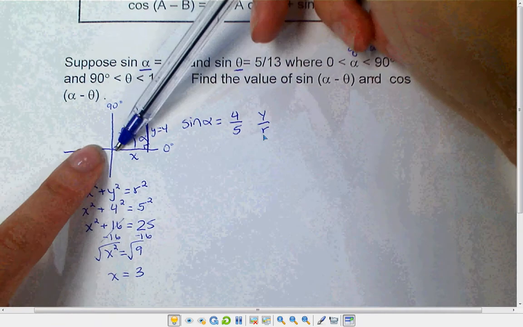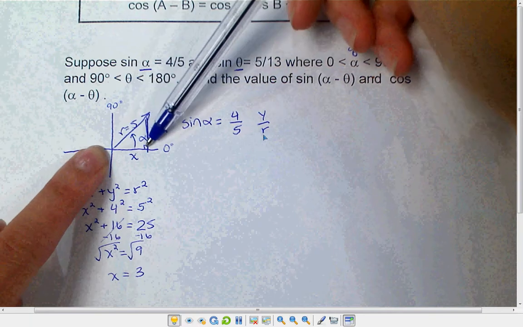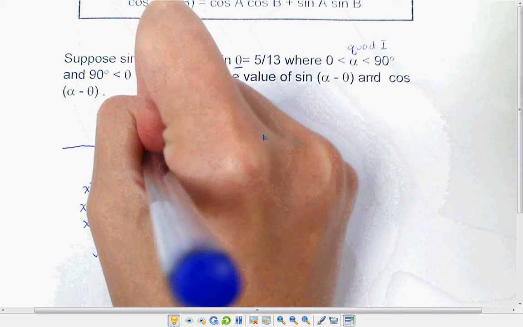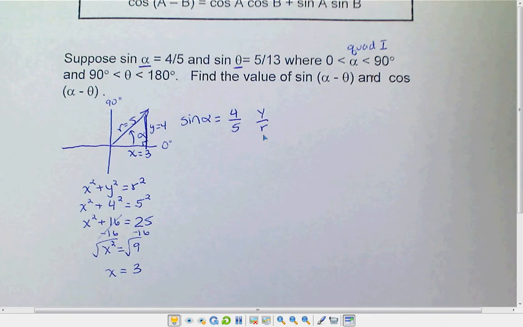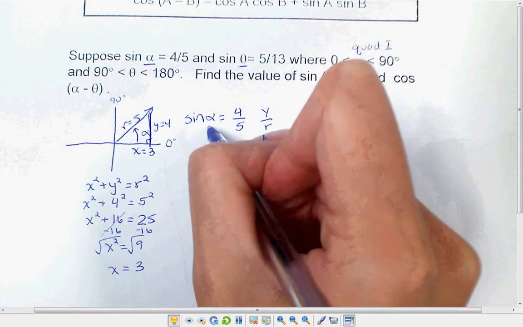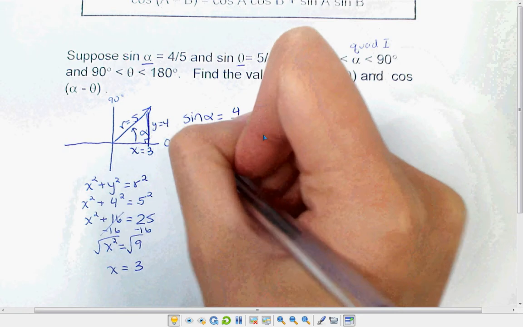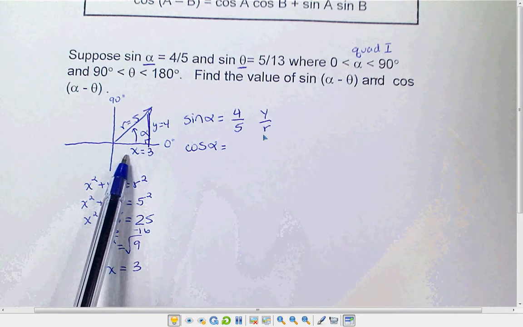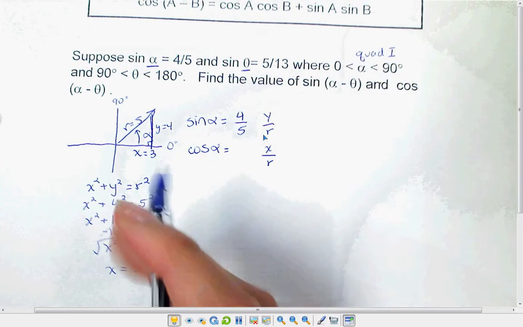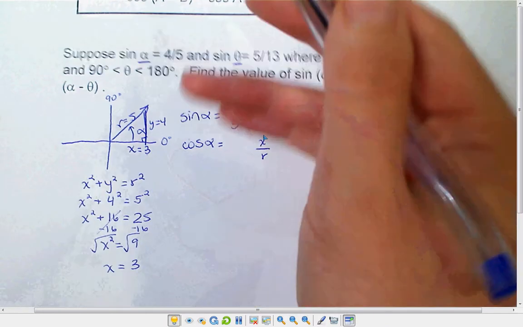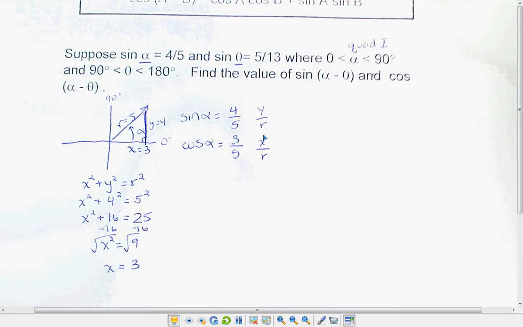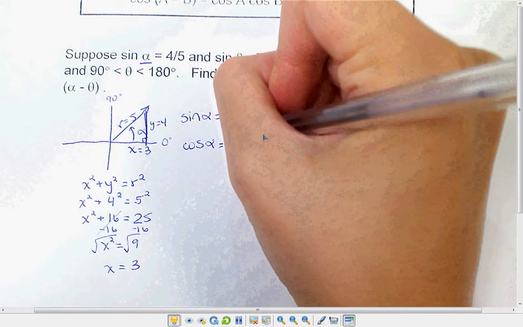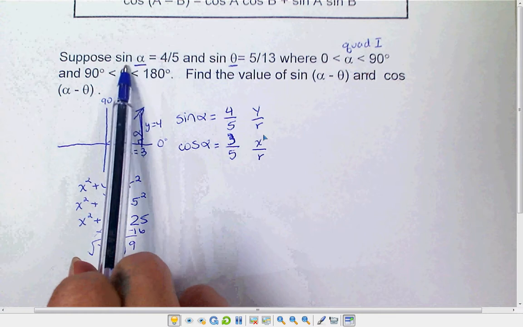Now because it's in the first quadrant, I know that my x value has to be positive because it's going to the right and not to the left. So this tells me that x equals 3. So this is sine of alpha. I can now find cosine of alpha because I found out x. Cosine, which is x over r, is 3 over 5. So today we're only going to look at sine and cosine. Tomorrow we're actually going to be looking at tangent as well. Okay, so this is my first angle, alpha.